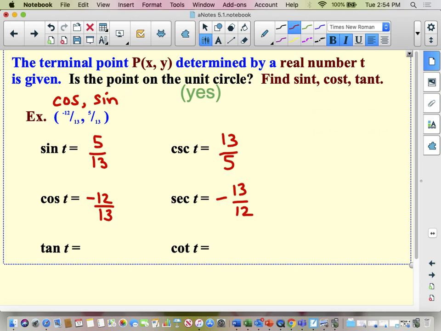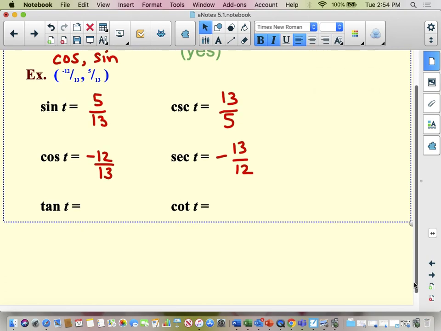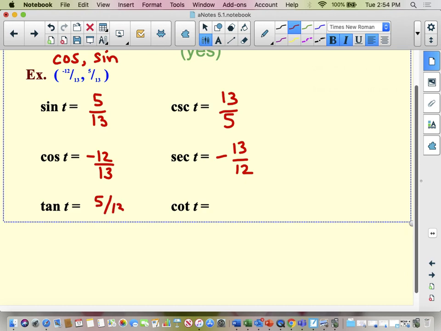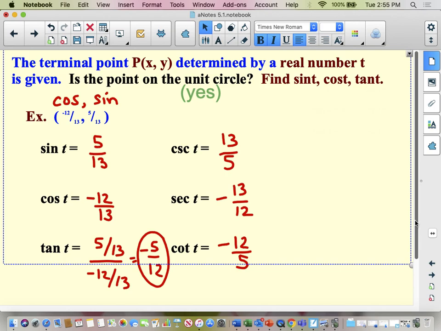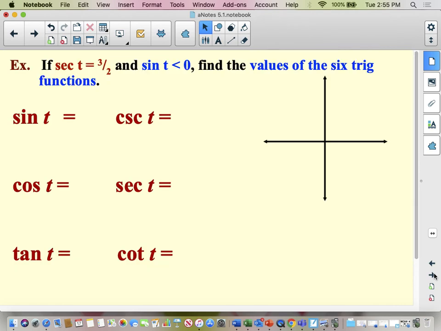Now, how might you deal with the tangent and the cotangent? It doesn't really matter which one you pick first, but if I just focus on the tangent, I know that tangent is sine divided by cosine. So I'll just write that out. If you multiply by the reciprocal, the 13s will cancel out, and that's going to be negative 5/12. So that's your tangent value. And now that you know the tangent, the cotangent is just the reciprocal of that, so negative 12/5. Just a basic application of your reciprocal trig functions and the unit circle, of course.